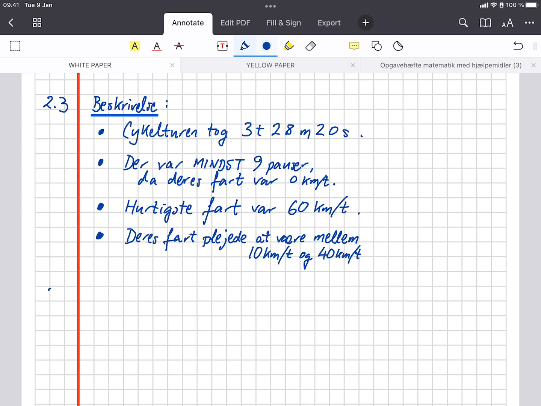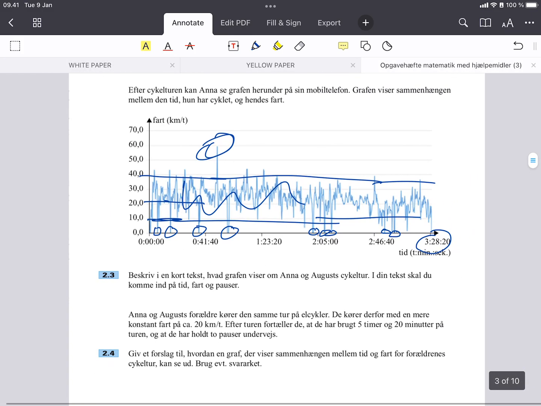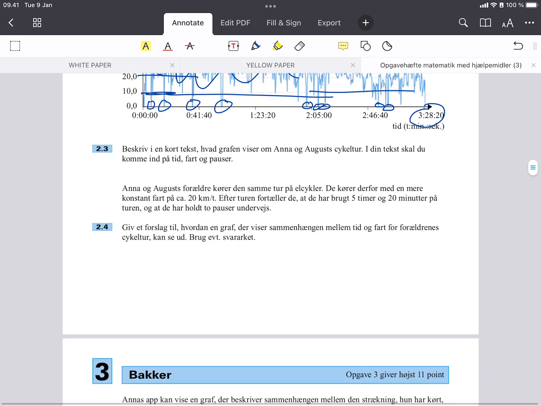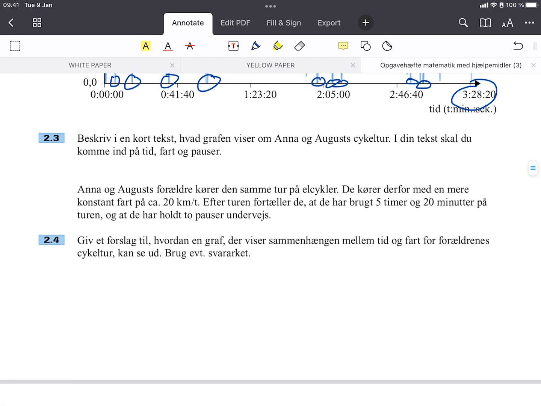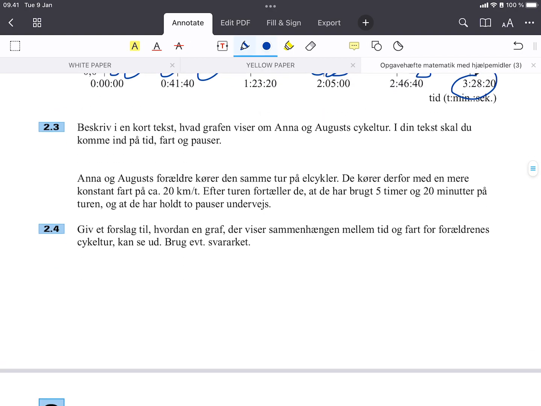So I'll put 2.4 there and have a look at the next one. Oh, I do hate this thing that keeps popping up, but there we go. Oh, I'm on to the last bit. Give a suggestion for how a graph that shows the relationship between time and distance for the parents. Oh, I haven't read the bit at the start.